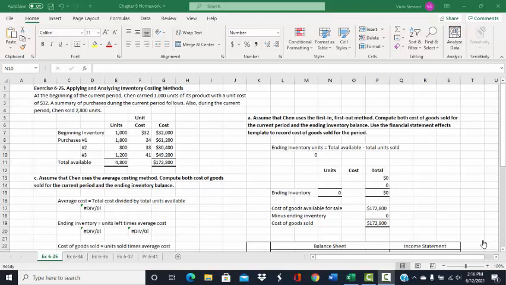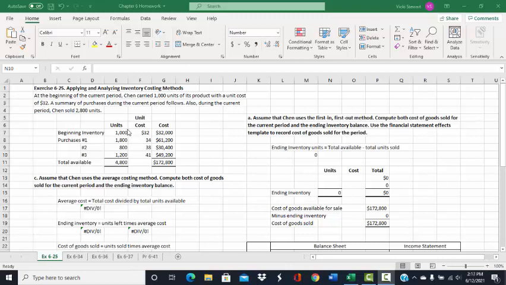This is a demonstration of exercise 625, applying and analyzing inventory costing methods. At the beginning of the current period, Chen carried 1,000 units of its product with a unit cost of $32. A summary of purchases during the current period follows. Also during the current period, Chen sold 2,800 units.